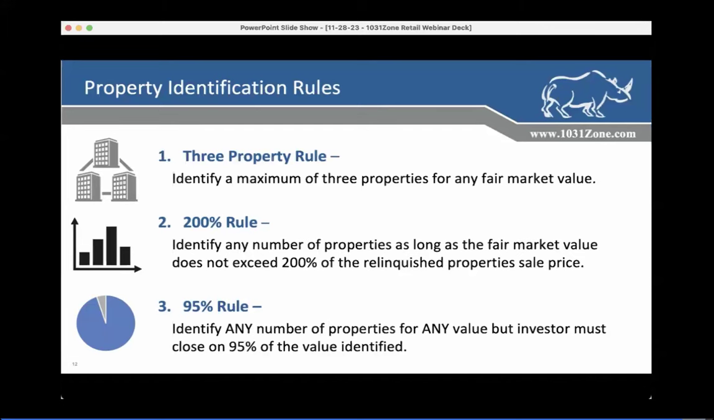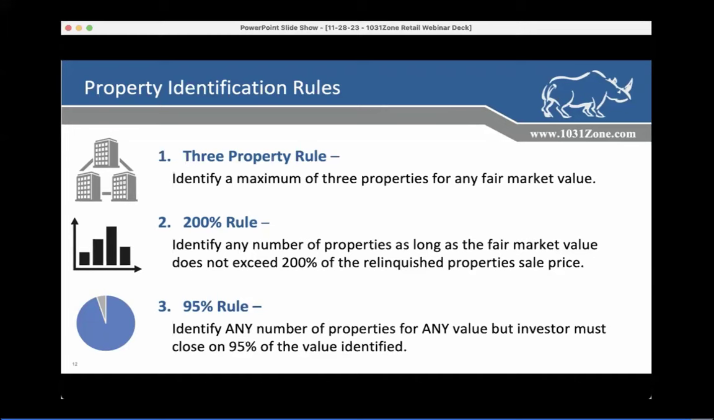The second rule here is the 200% rule. You can identify more than 3 properties, or any number of properties, as long as the fair market value does not exceed 200% of the relinquished property sale price. So in this example that we were using, you sell for $1 million. You can identify up to $2 million in real estate, or 200% of the sale price. So maybe you sold a piece of vacant land for $1 million and you want a 1031 exchange into 10 $200,000 Airbnb properties, you can do that. The 200% rule is a great diversification tool.